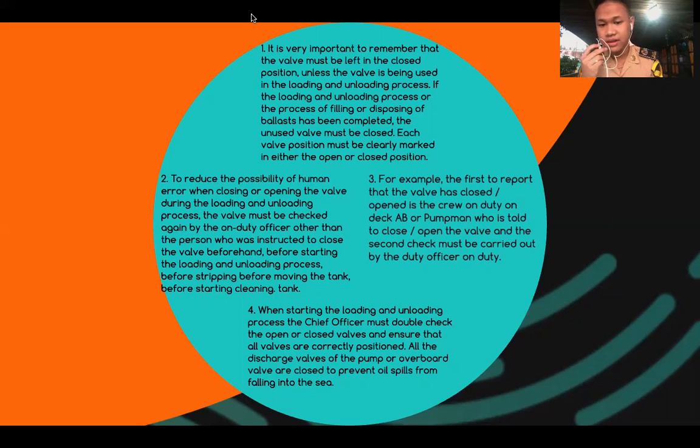And when starting the loading and unloading process, the duty officer must double check all valves, check the open or closed valves, and ensure that all valves are correctly positioned. All the discharge valves of the pump or overboard valves are closed to prevent oil spills from falling into the sea.